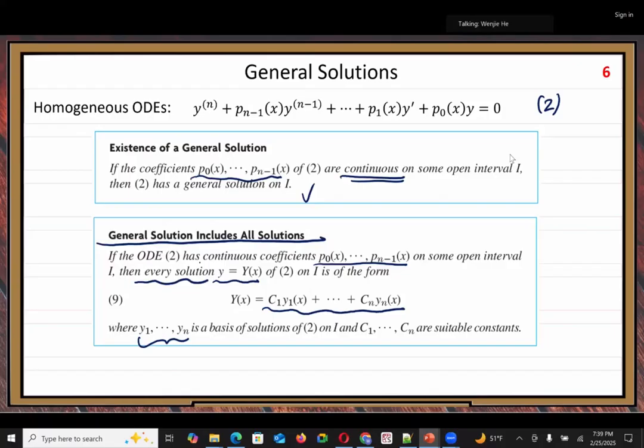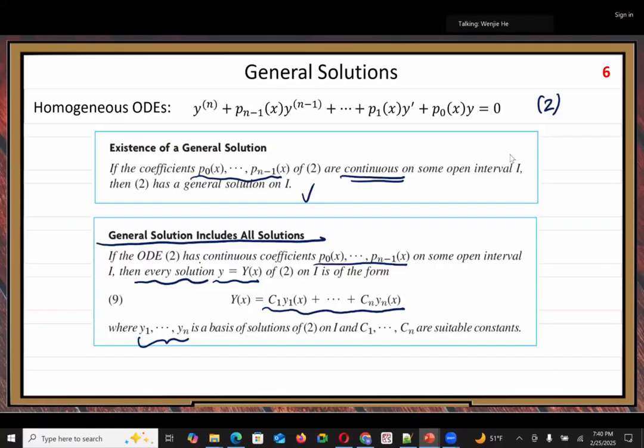Every solution can be represented as a linear combination of these n basis functions. That's a generalization from our second order result. So what's the significance of this one? You feel it's quite natural, right?